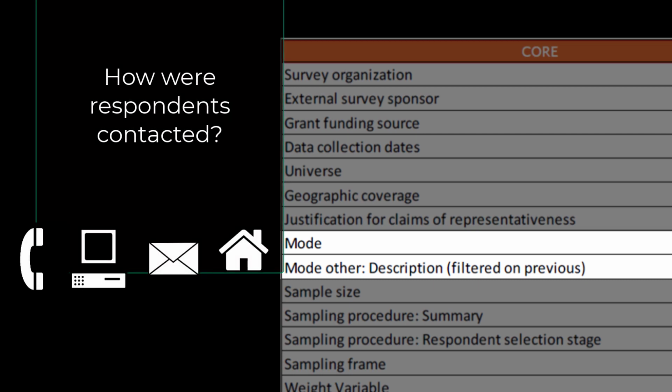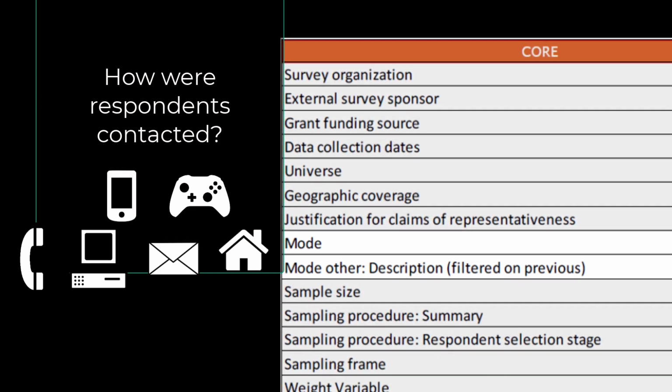The mode describes the way the survey was conducted. The most common methods are by phone, online, by mail, or in person. But pollsters are always looking for new ways to reach respondents, like text messaging or even gaming systems. If a poll utilizes one of these novel approaches, Roper requires a description to help users understand the method. Mode differences can have an effect on polling results. For example, some respondents may be uncomfortable giving answers to questions about sensitive topics with an in-person interviewer.